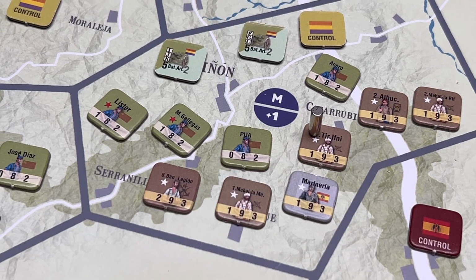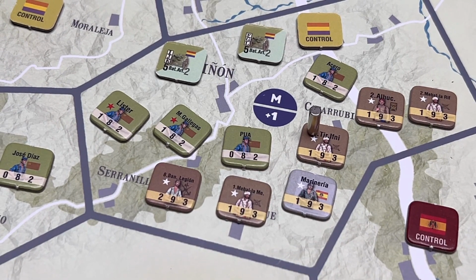The Republicans decide to counterattack. Only fresh units, that is, unspent units with an attack rating greater than 0, can be selected for the counterattack.